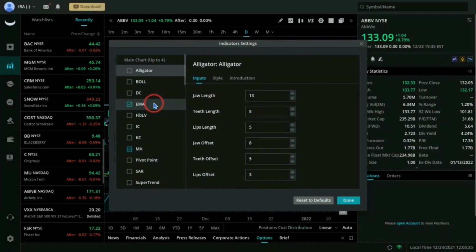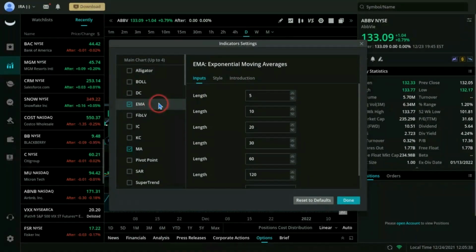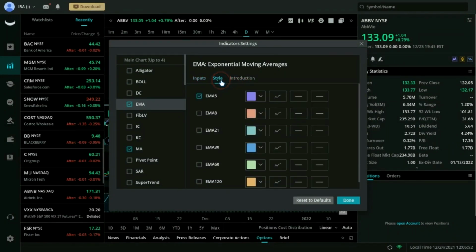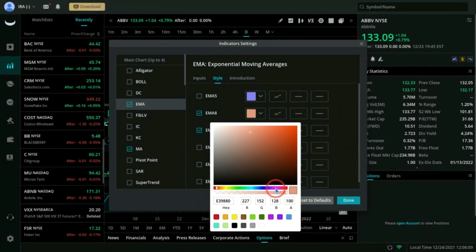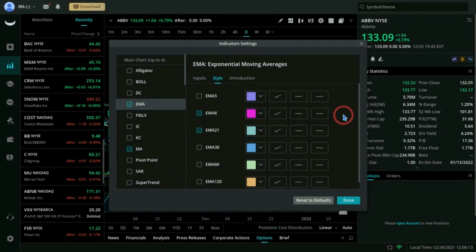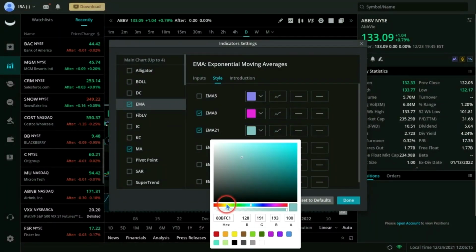go over here to the left and select EMA. So the EMAs we'll be using are the 8 and the 21. So you want to change this 10 to 8, change the 20 to 21. Want to come over here to style, and since we're only going to be using the 8 and the 21, we want to uncheck this and select EMA 8 and EMA 21. Alright, now we're going to change some colors. We want to change our 8 to purple. I'm going to change our 21 to orange.